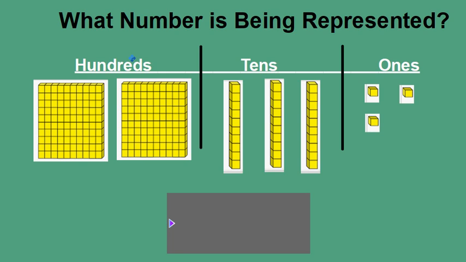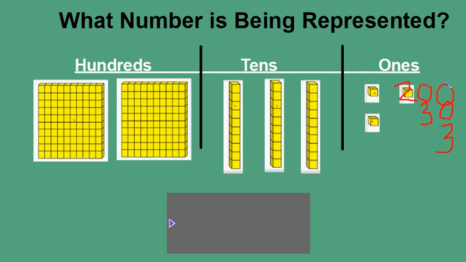What number is being represented in this example? Well, I'm going to do the same thing. How many ones are there? 1, 2, 3. So there's 3 ones. How many tens are there? 1, 2, 3. 3 tens. 10 plus 10 plus 10 gives me 30. I'm going to put these off to the side here, so I'm going to add these. How many hundreds are there? 1, 2. 200.